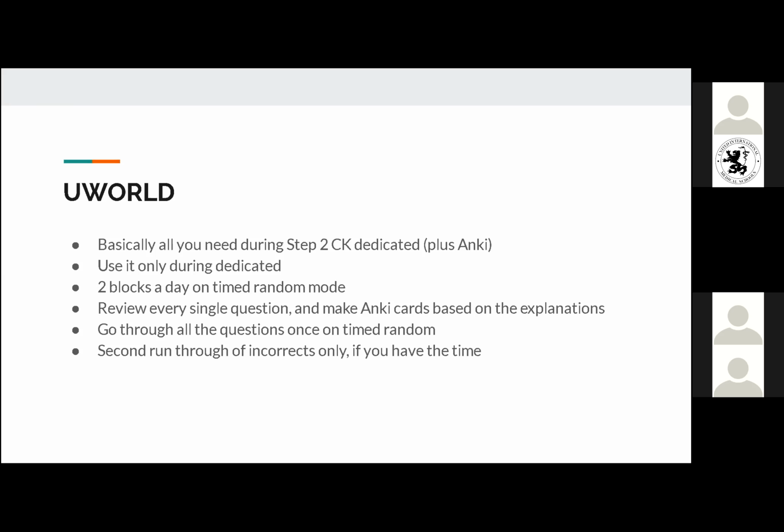Do 2 blocks a day on timed random mode. You have to review every single question and make Anki cards based on the explanations on UWorld. You have to try to go through all the questions once on timed random, and then you can do a second run through of incorrects only if you have the time to do that. The same thing that I said for Step 1 basically applies here as well.